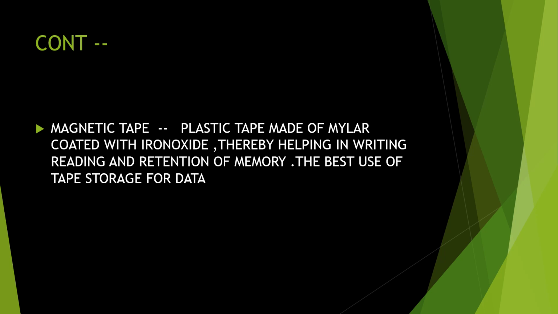So we have seen three types of secondary storage devices here. Magnetic tape is there, hard disk is there, and the floppy disk also we have seen.